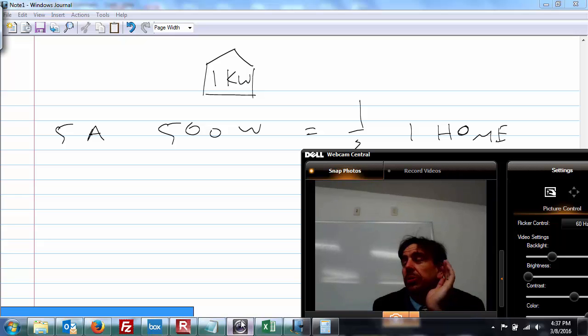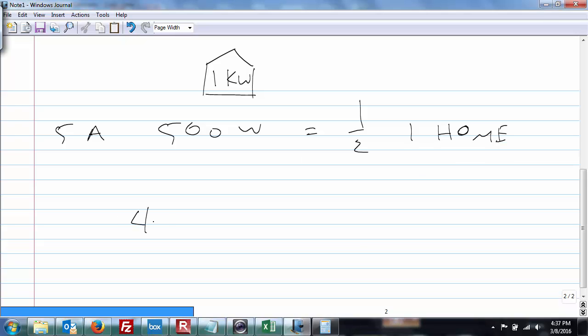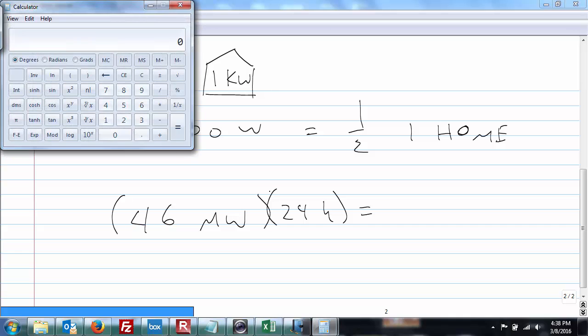So, which is not correct because megawatts does not measure energy. Megawatts measures power. So to get the amount of energy, I gotta run this. So 46 megawatts times 24 hours. There we go. Let's just see what their energy bill might be.